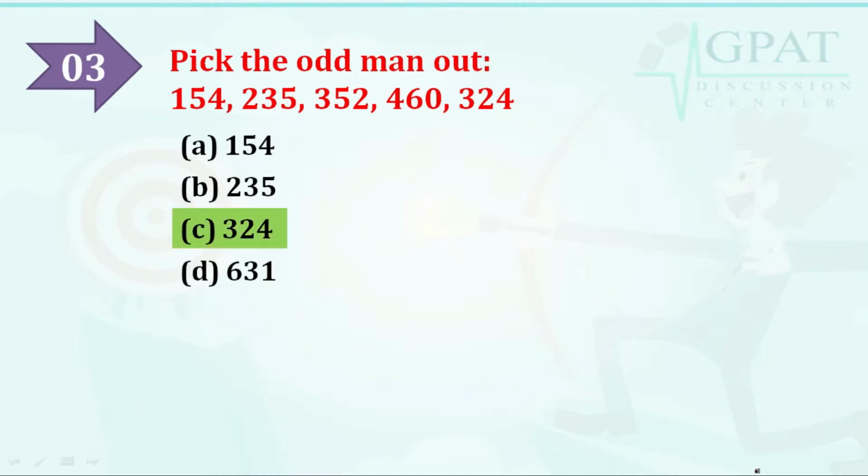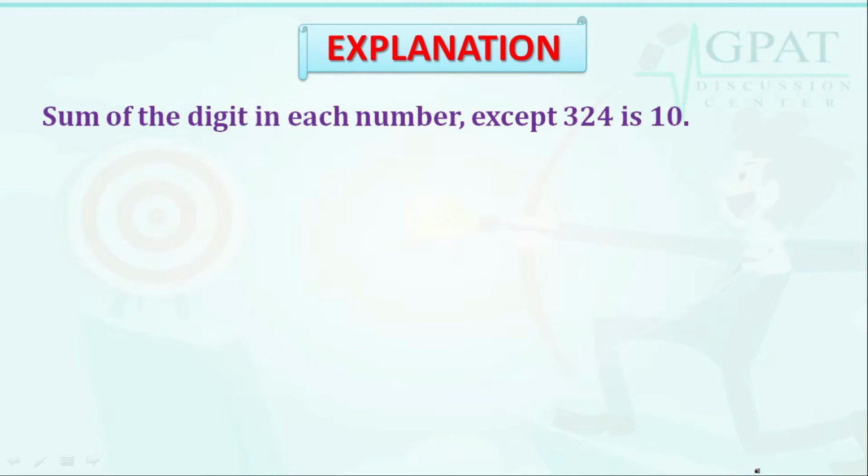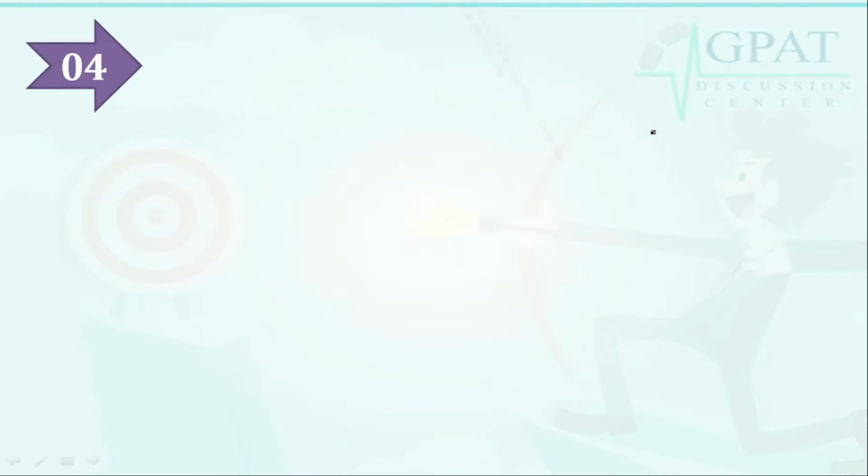The correct answer is 324. It is the odd one. How is it the odd one? Let's discuss that the sum of the digits in each number except 324 is 10. I hope students you understand this question. It is a very easy question. So sometimes an easy question also arises. So please keep calm and attempt the question paper easily. Moving on to the next question.